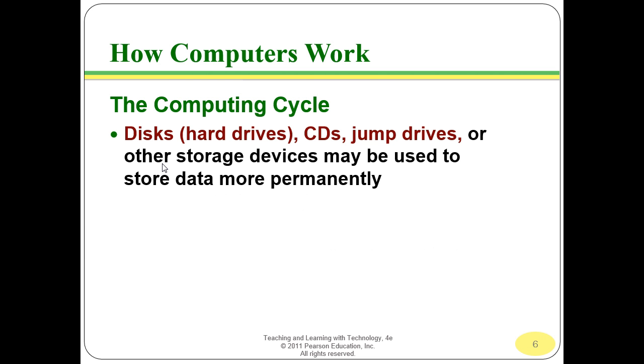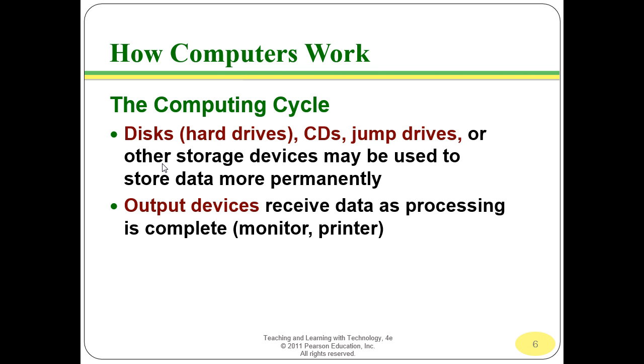We've got disks. One type is a hard drive. We can have CDs or jump drives or any other kind of storage device that is used to store data more permanently. In the RAM memory, data is stored temporarily. Whenever you turn off your machine, the RAM memory gets erased. But when it gets written to the hard drive, then it's saved permanently, or until we decide that we want to erase it.